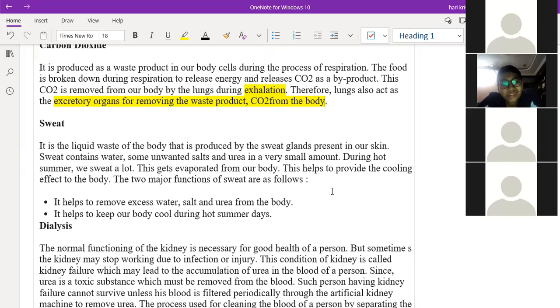So generally, sweat glands are present in our skin only. What are the two major functions of sweat? It helps to remove the excess water, salt, and urea from the body. It helps to keep our body cool during the hot summer days to maintain the body temperature. So these are the main functions of sweat glands in our body.